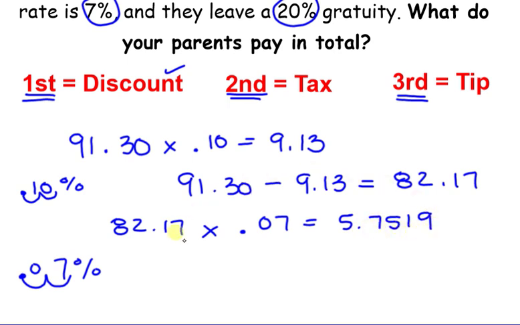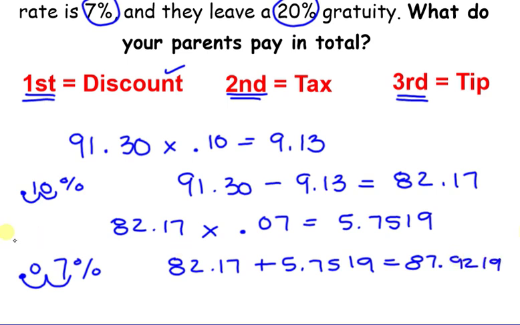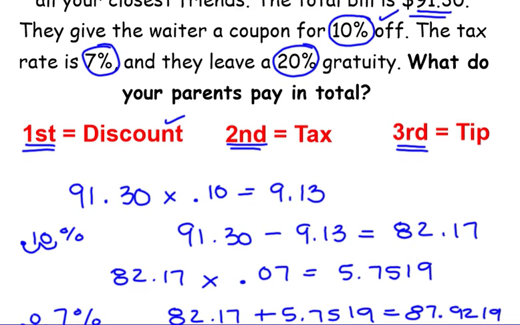But we need to add that back to the total price. So 82.17 plus 5.7519. Add those two up. And you're going to get 87.9219. That means we've taken care of our tax, and I'm going to put 2 check marks there.